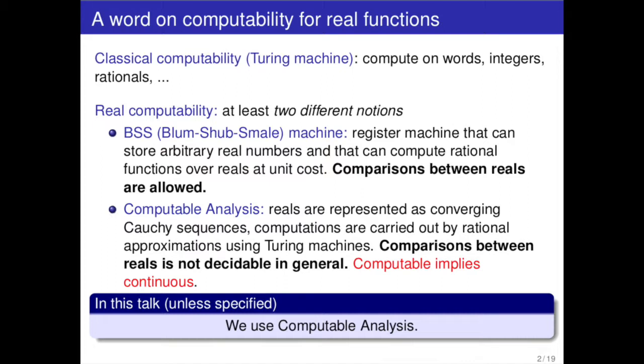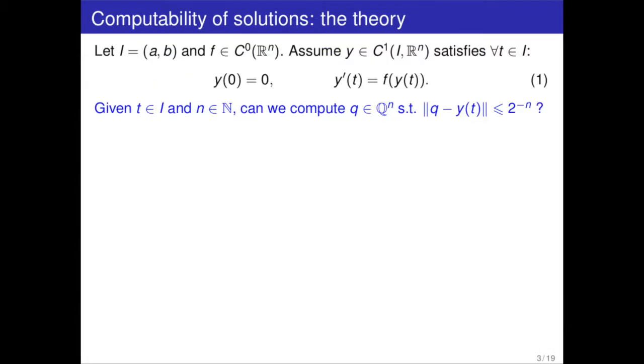And in this talk, I'm only going to use the second one because it's the more realistic one. The first one, you cannot really implement it, so I'm not going to care about it. But usually, if things are computable in the second one, they're obviously computable in the first, so it's not a problem. So what's the problem I'm trying to solve?